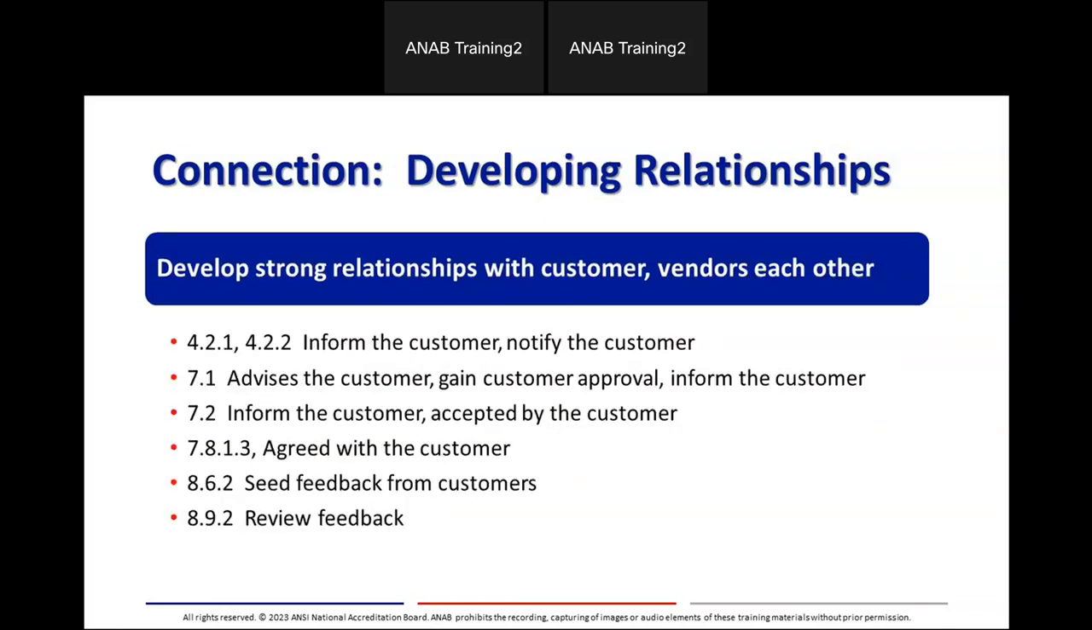There are many requirements regarding customers that go to developing the connections with our customers. We must inform our customers, notify our customers, advise our customers, gain customer approval, get customers' feedback. Again, all of these requirements help to establish and build those customer connections, which are so important for us as we take that information from our customers to meet their requirements as well as to improve our management system.